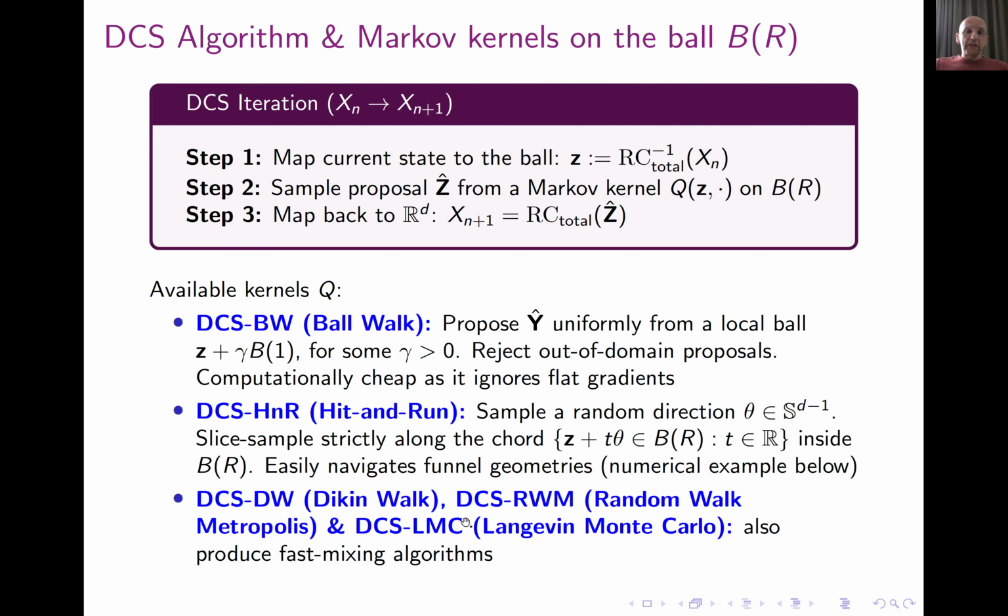Okay. Other possibilities are there. Also, I can use Dikin walk. I can use random walk Metropolis with Gaussian proposals. I can use Langevin Monte Carlo. They all have good mixing properties, as you will see.